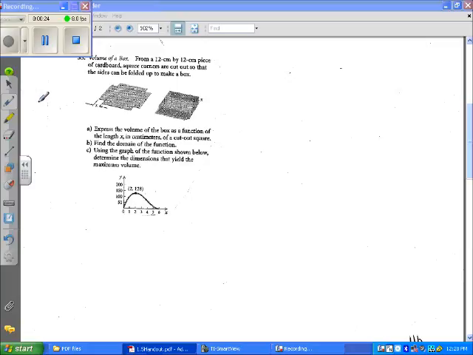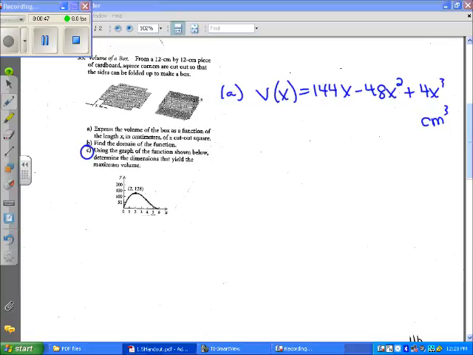They're asking for the maximum volume. If you recall, here's the volume that we found in part A. Right now we're doing part C, by the way. In part A, we found the volume to be 144x minus 48x squared plus 4x cubed, and that's centimeters cubed because it's a three-dimensional figure.